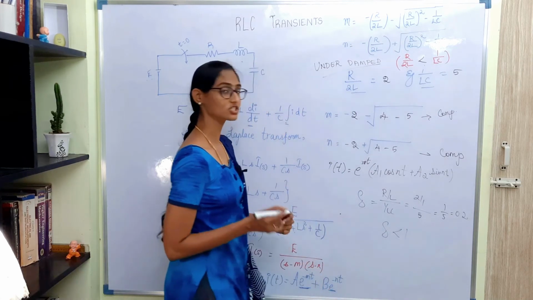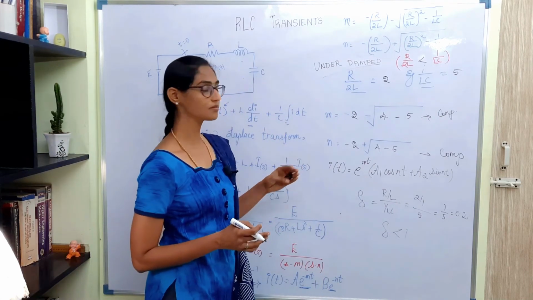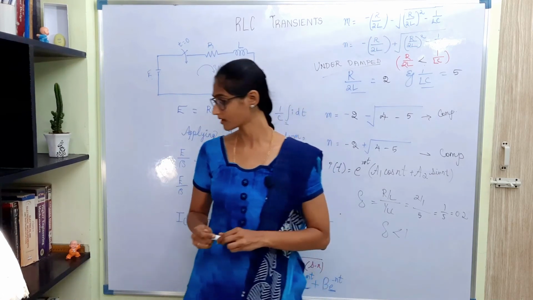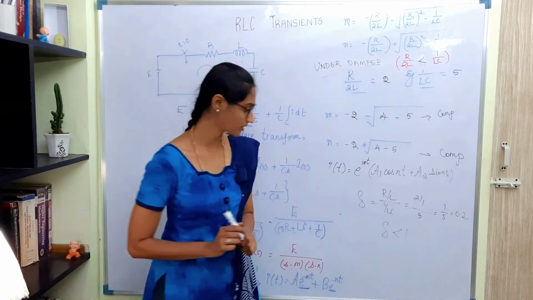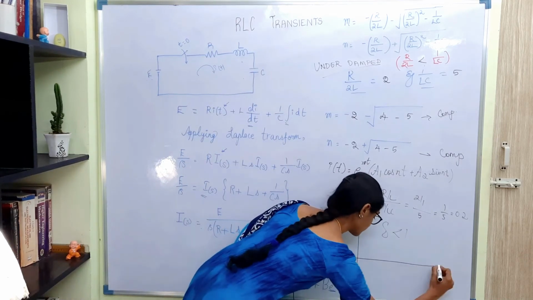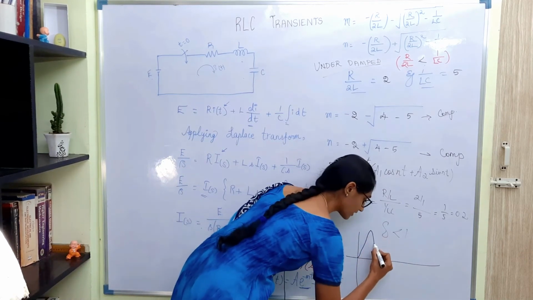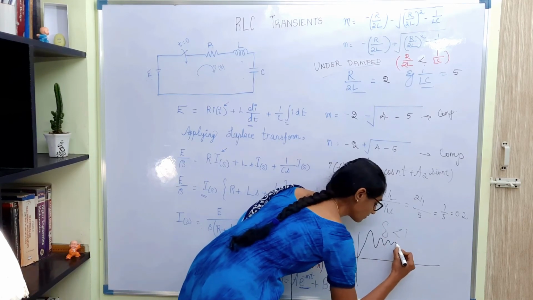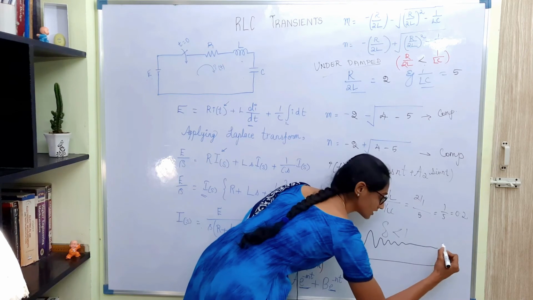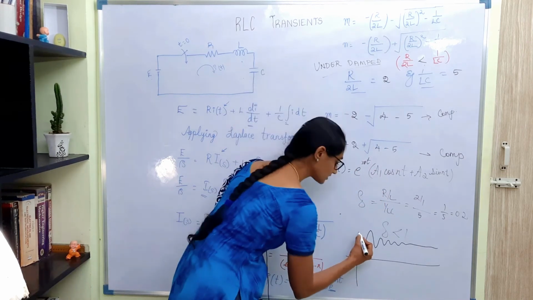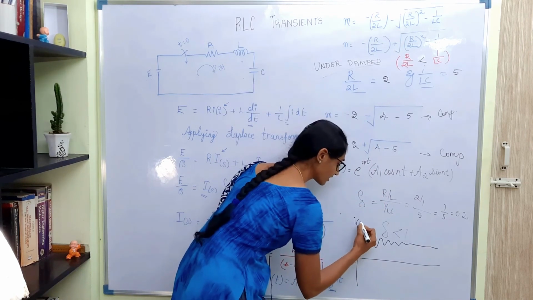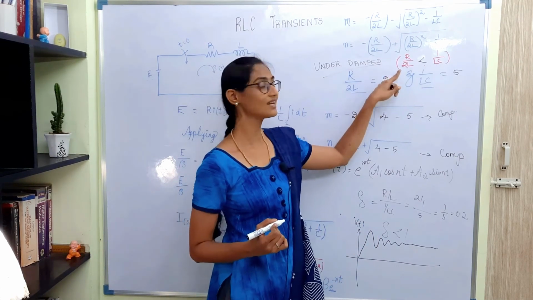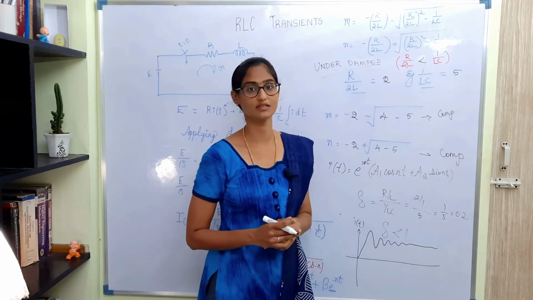Whenever the damping ratio is less than 1, the system will be an oscillatory system and it will settle after a very long time. The response will be like this. It will shoot up and then come down, then it will go to a peak, it will resemble a sine wave and then it will settle after a very long time. This is the response of i of t when it is an underdamped system, or when R by 2L is less than 1 by LC.